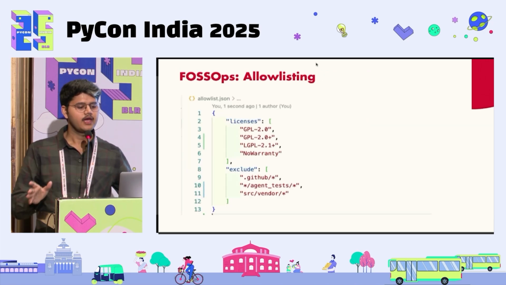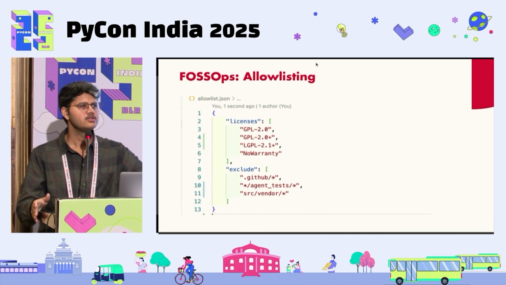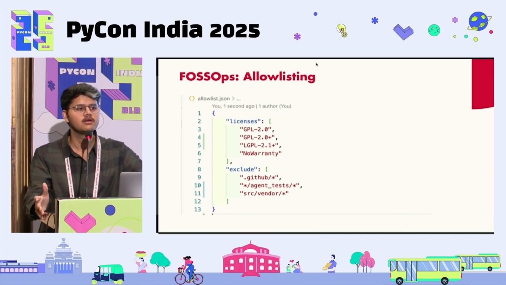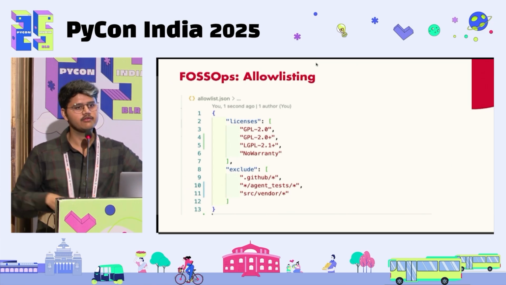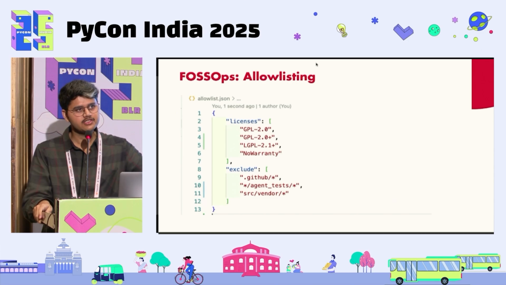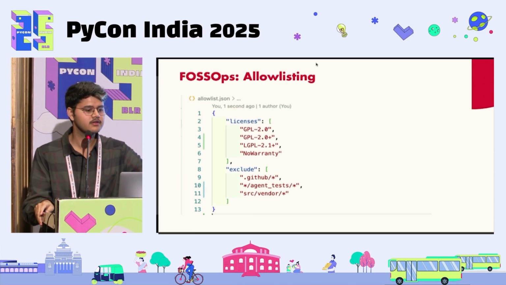And yeah, the next feature is allow listing. What do I mean by allow listing? For example, let's say we have come to PyCon, and we all have these ID cards, and we have scanned the tickets. Essentially, these tickets have allowed us entry into the PyCon conference. So that is essentially what allow listing is.